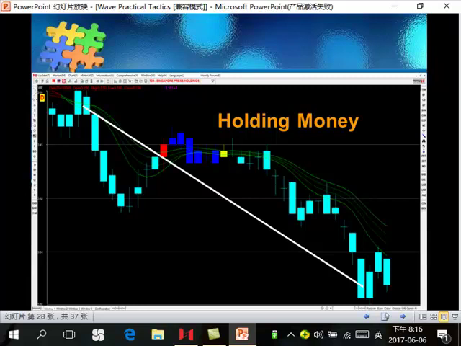Okay? So maybe you think, I want to do some short-term trading. I want to catch some short-term rebound. But if you want to do like this, before, you should see the two functions, whether the buy point appears or not. If no buy point, wait and see, okay? So let's see this one.